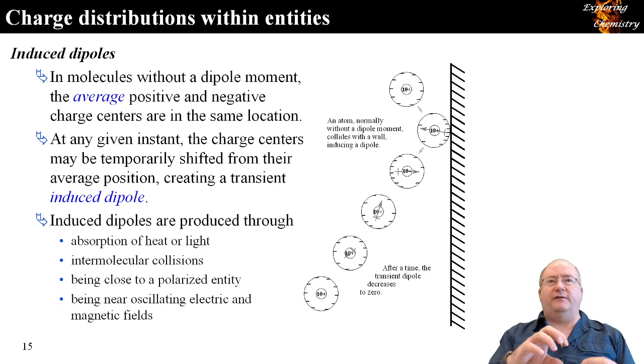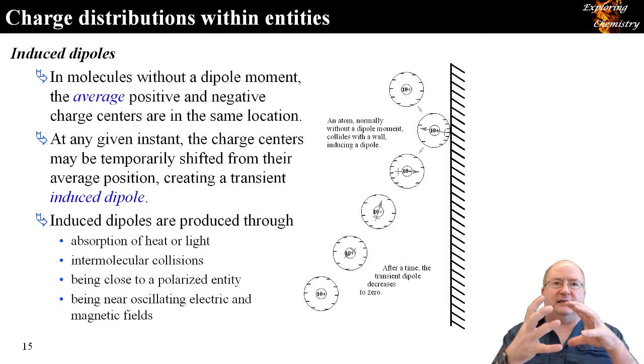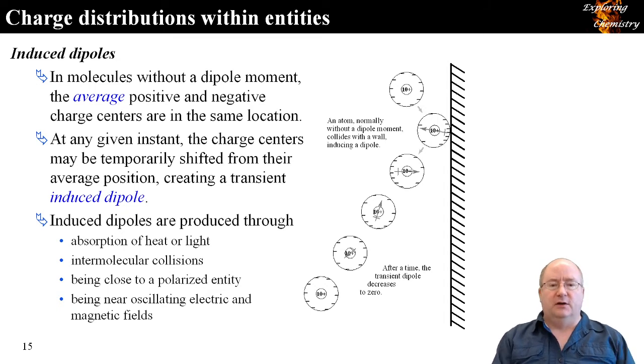So when you have either an atom or a molecule that doesn't have a dipole moment, it's complete. You have the centers of positive charge and the centers of negative charge in the same location. So if we look at the top atom on the right-hand side, that top atom has 10 protons in the nucleus and 10 electrons that are uniformly distributed around the nucleus. So the center of positive charge and the center of negative charge are in the exact same location. That, by definition, is no dipole moment.